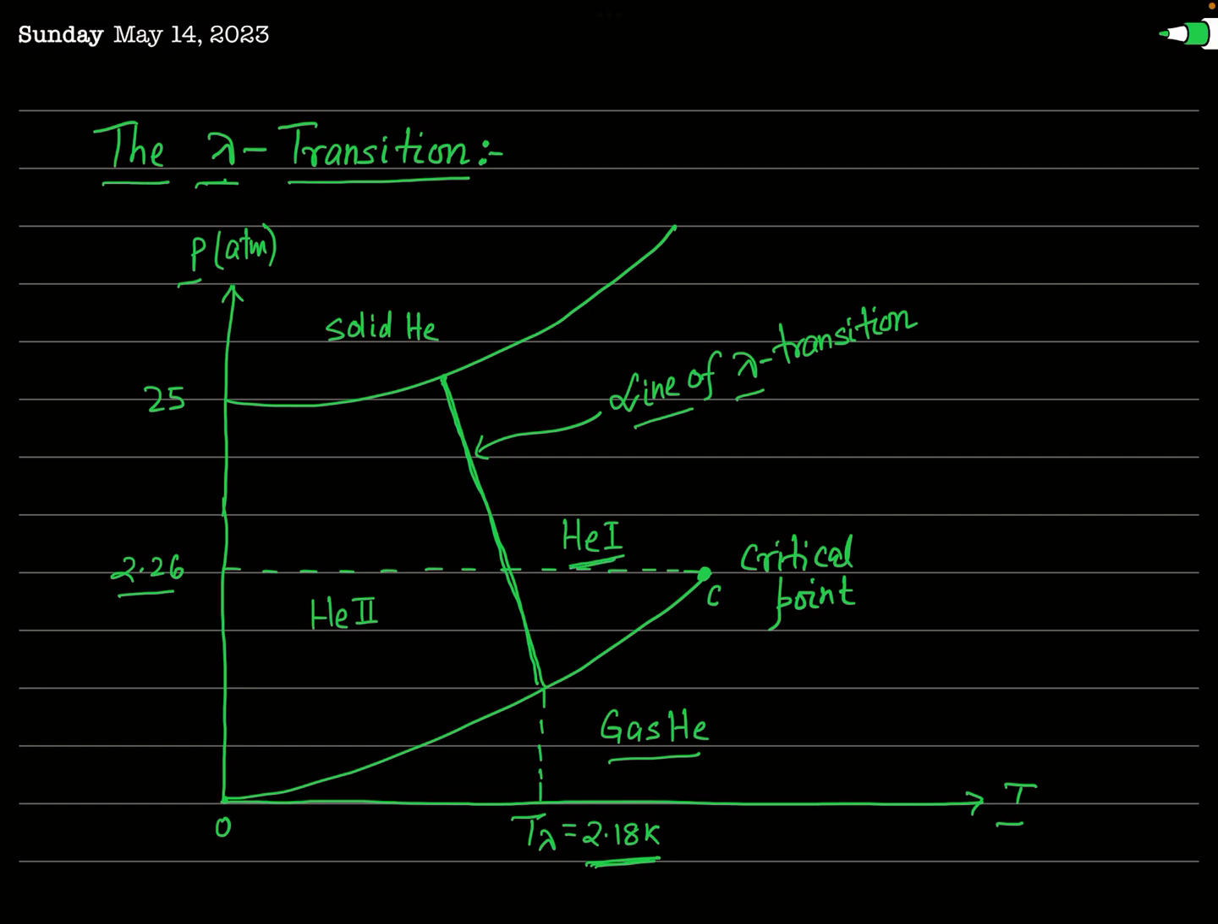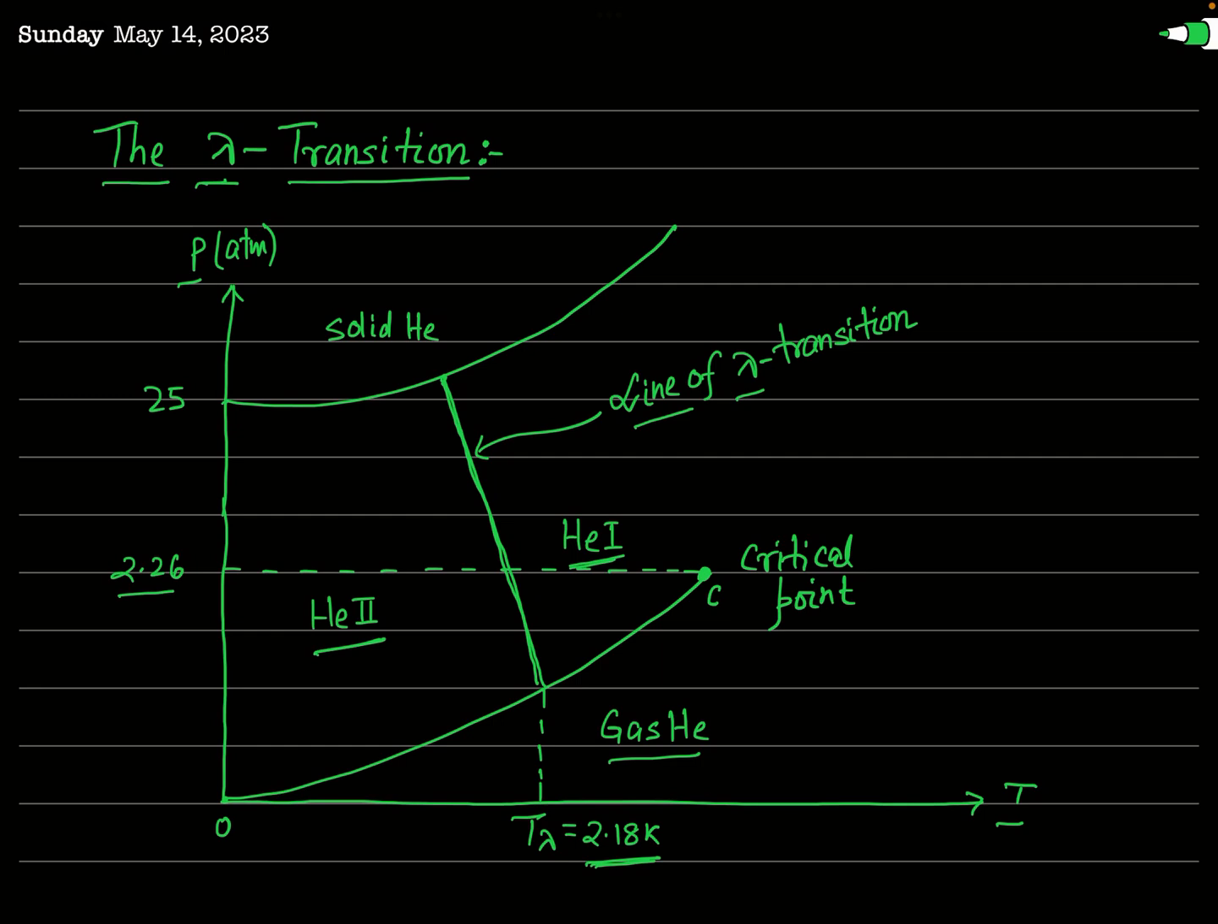But if you lower the temperature below 2.18 Kelvin, then this helium is first transformed into a new phase which is called helium 2. And this helium 2 is not a normal liquid. It is a superfluid. Why it is called a superfluid, we will see. And this helium 2, which possesses some peculiar or strange properties, remains in the liquid state up to a pressure of 25 atm.